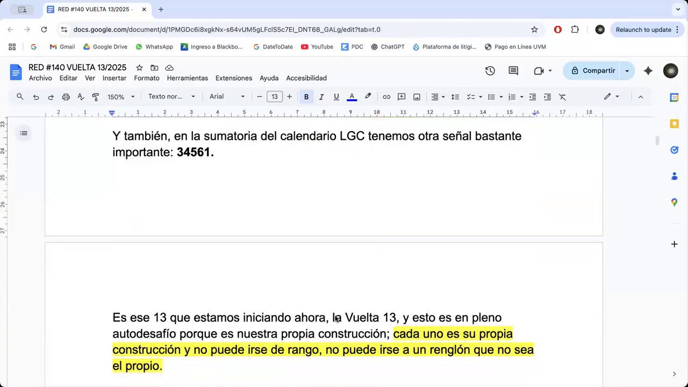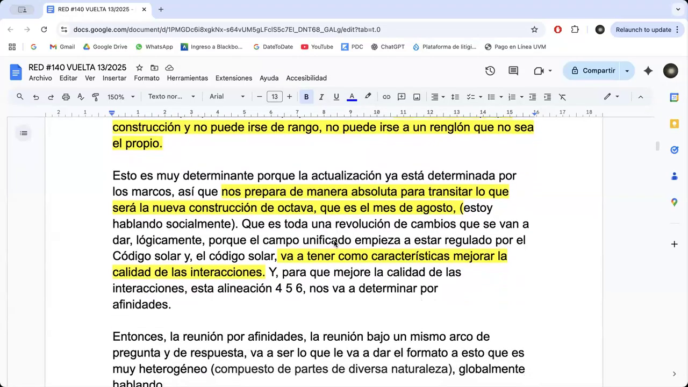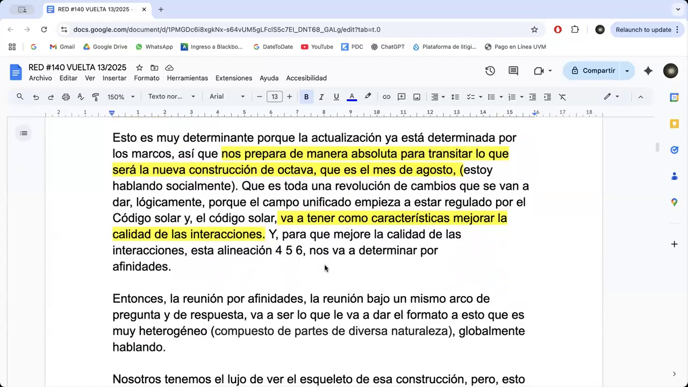And also in the sum of the total of the LGC calendar, we have 3, 4, 5, 6, 1, right? So we have, again, 4, 5, 6, and we have 13 containing that. So that is the 13 that is beginning now, lab 13, and that is in like full self-challenge, because it has to do with our own construction. Each one is their own construction, and one cannot go out of range. One cannot go into an area that is not your own area or your own level. And this is very determining because the update is determined by the frames.